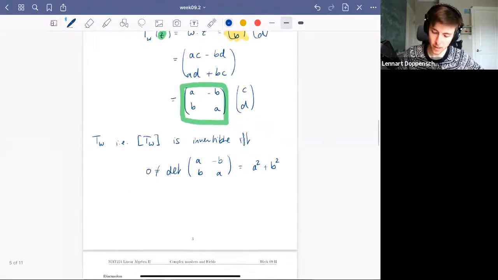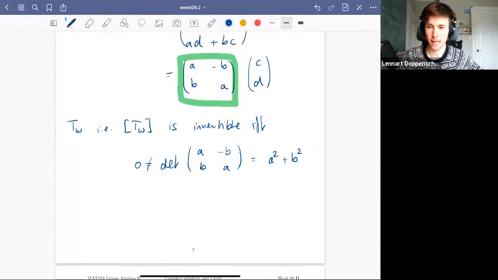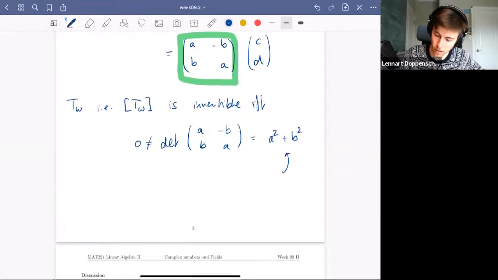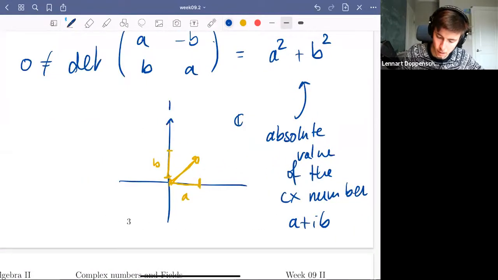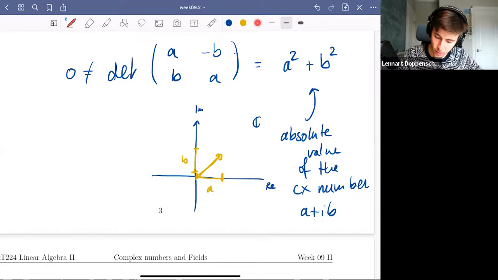And the interesting thing now is that a squared plus b squared is exactly the length. So this is the norm, the absolute value of the complex number a plus ib. The way you can see this is if you write this in the complex plane C, then this is a and this is b. So the length of this complex number, remember this was the imaginary axis, the one with the i, and this was the real axis. This is the axis in R2 that tracks the real part of the complex number. Then the length is the total length of the complex number.